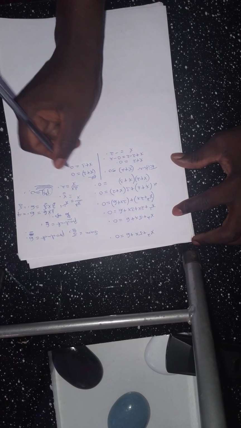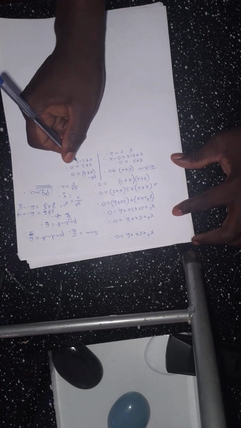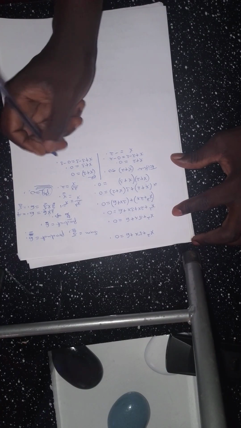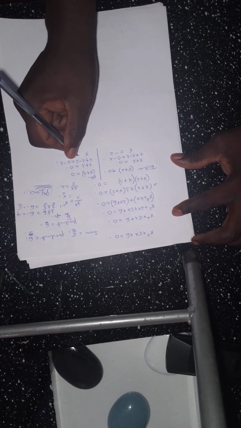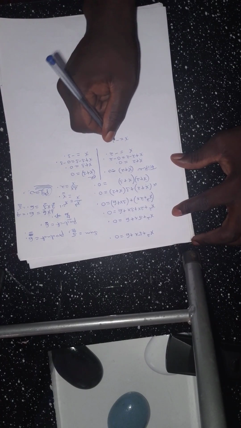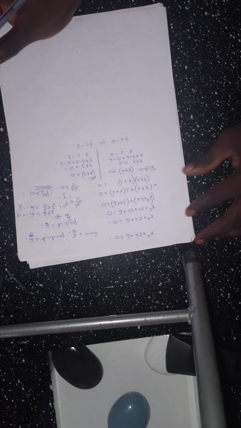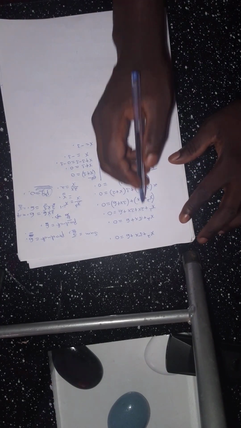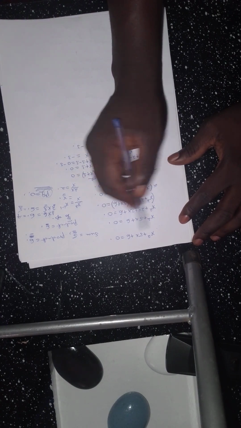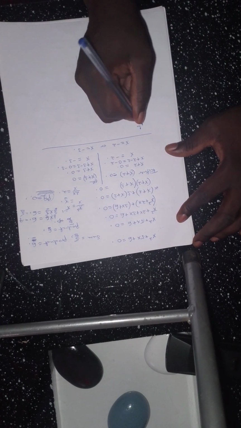X plus 3 is 0. We want to remain with only x. So x plus 3 minus 3 is 0 minus 3. And our x is negative 3. Which means x is negative 2 or x is negative 3. Those are the two values of x for this quadratic equation. So that was part A.